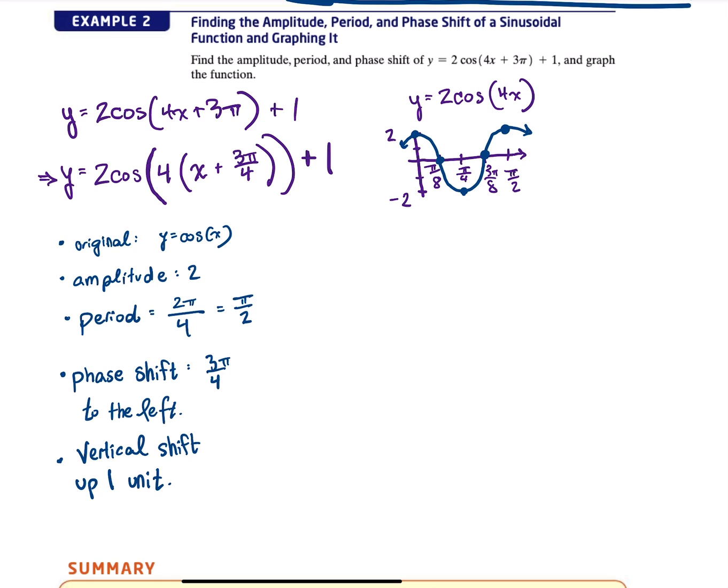Okay, so this is 2 times the cosine of 4x, but let's now add the vertical shift up. I'll just draw the graph right next to it here.